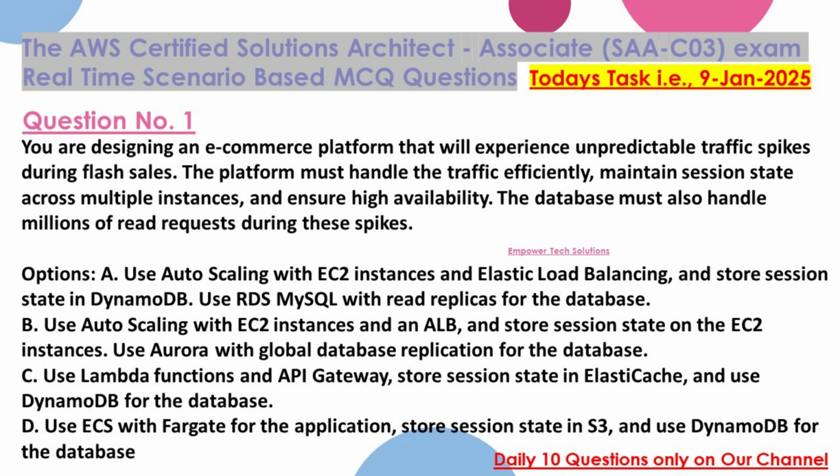Options: A. Use auto-scaling with EC2 instances and elastic load balancing, and store session state in DynamoDB. Use RDS MySQL with read replicas for the database. B. Use auto-scaling with EC2 instances and an ALB, and store session state on the EC2 instances. Use Aurora with global database replication for the database.